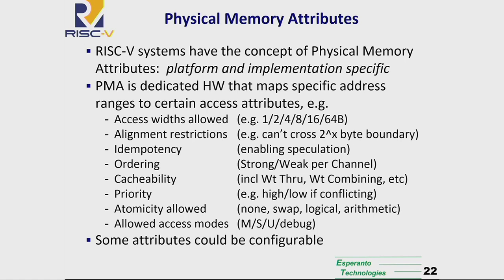This tells you whether atomic ops will work for some address range. If I go to an I/O device and ask for an atomic add, the I/O device will go, well, I don't know how to do that. This is what tells you. And finally, this is where you can say only machine mode can access it. Only supervisor mode can access it. Only user mode can access it.